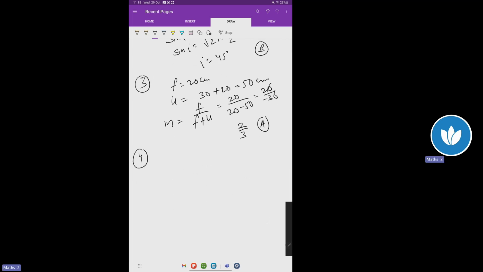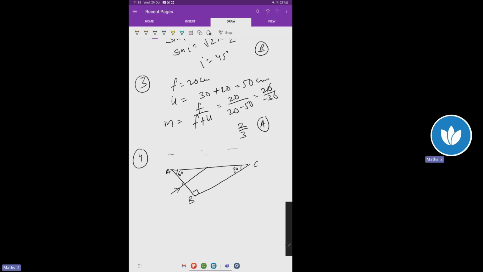Question number 4. Light is incident normally on face AB. A right angle prism is given. This angle is 90 degree. This is 30 and this is 60. A, B and C. Light is incident normally on face AB. So like this, this angle is 90 degree.